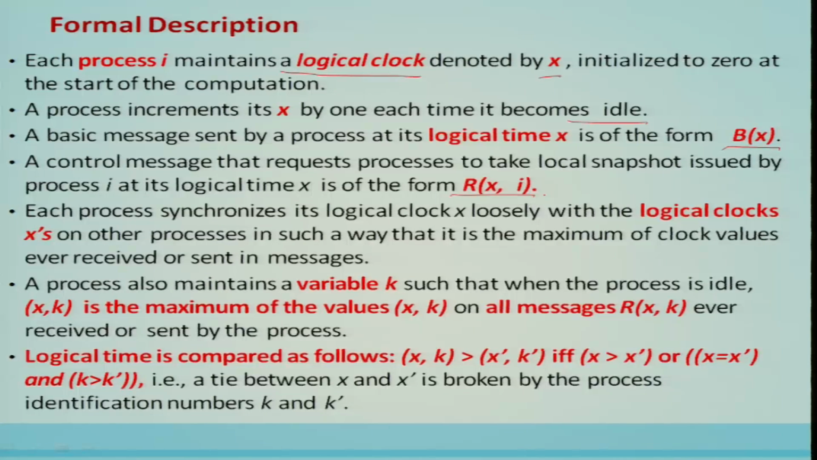Each process synchronizes its logical clock loosely with the logical clocks x on the other processes in such a way that it is the maximum of the clock values ever received or sent in a message. A process also maintains a variable k such that when the process is idle, the (x, k) pair is the maximum of the values (x, k) on all the messages, that is R(x, k), ever received or sent by it. The logical time is compared as follows: (x, k) is greater than (x', k') if and only if x is greater than x', or x is equal to x' and k is greater than k'. That is, if there is a tie between x and x', then the process IDs are used to break this tie in the comparison.